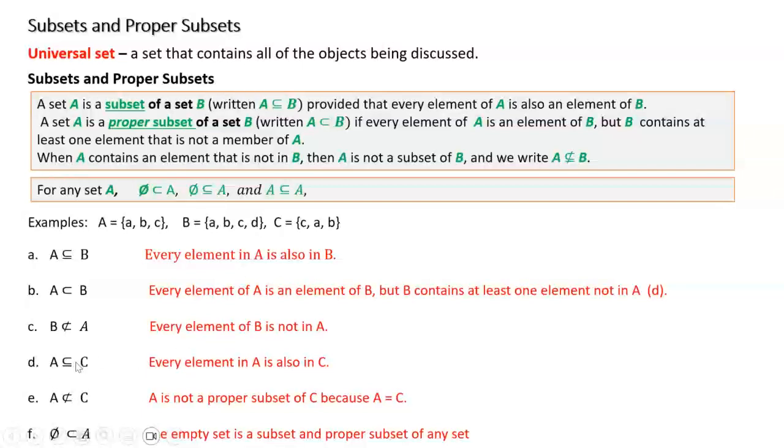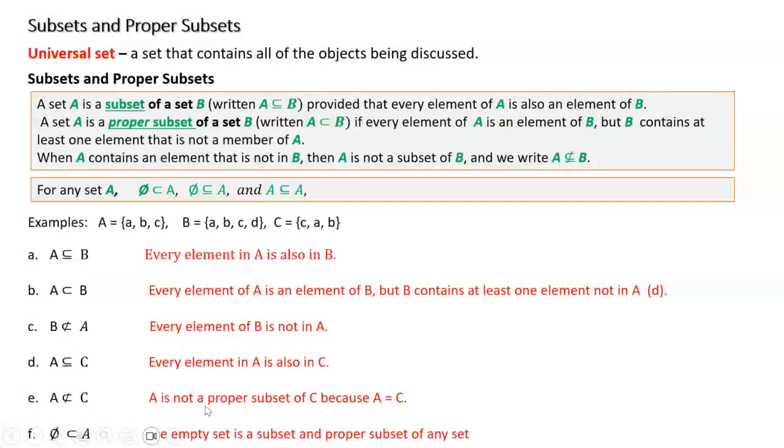Now look at D. A is a subset of C. That's true, because every element in A, which is A, B, and C, is also an element of C, which has C, A, B. So that's true. Now look at E. A is not a proper subset of C.